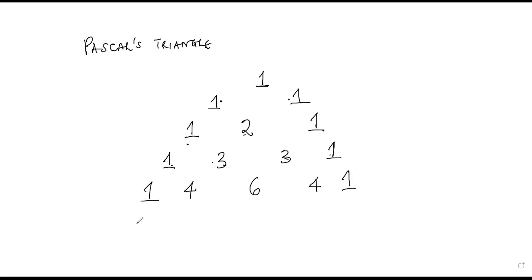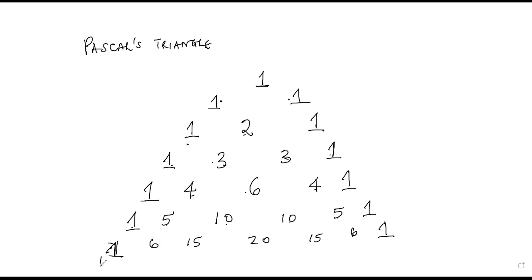If it is another expansion, we shall have 1, then 1 plus 4, you get a 5; 4 plus 6, you get a 10; 6 plus 4, you get a 10; 4 plus 1, you get a 5; then you get a 1. You go to another one, you write a 1; 1 plus 5, you get a 6; 5 plus 10, you get a 15; 10 plus 10, you get a 20; 10 plus 5, you get a 15; 5 plus 1, you get a 6; then you write a 1. You continue like that.